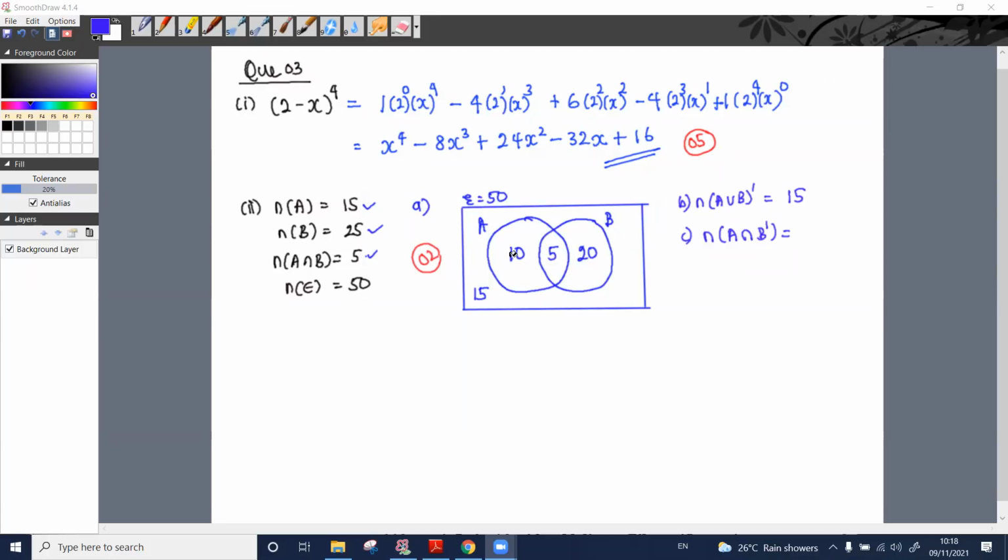It should not belong to B. Then it is referring to which area? This part, this region. So it is 10. For part C, the answer should be 10. Part D.